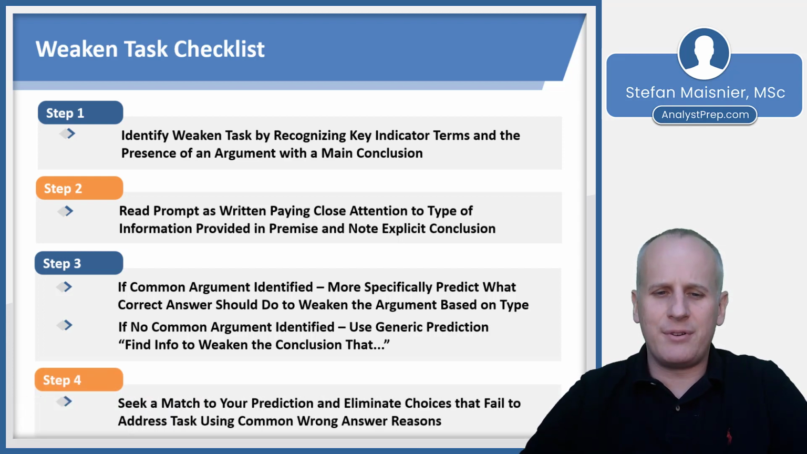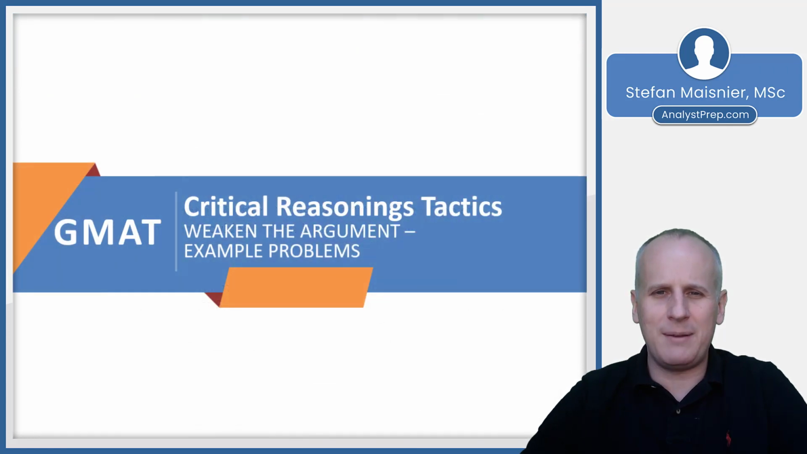Then in step 4, you want to seek a match to your prediction from the choices, and if you can, move more quickly through the elimination process. But if you can't find a good match to your prediction, you can focus on your common wrong answer reasons to eliminate instead. So let's head on over to the whiteboard and take a look at how you'll execute with weaken the argument questions on the GMAT when you start engaging with practice on your own.